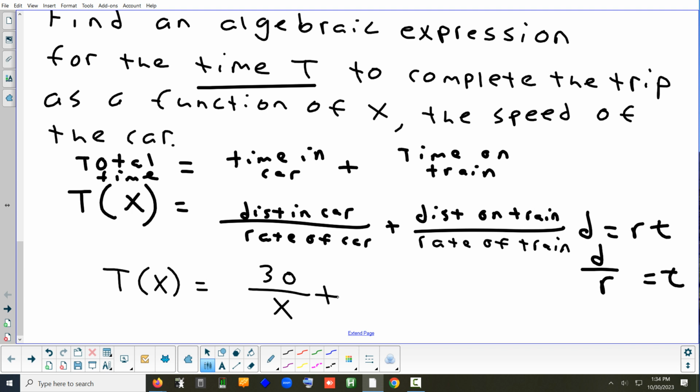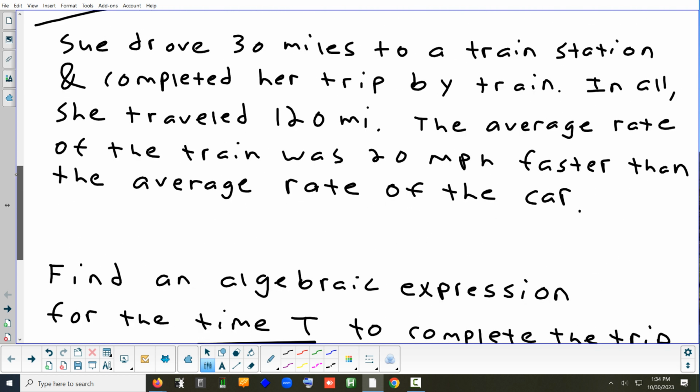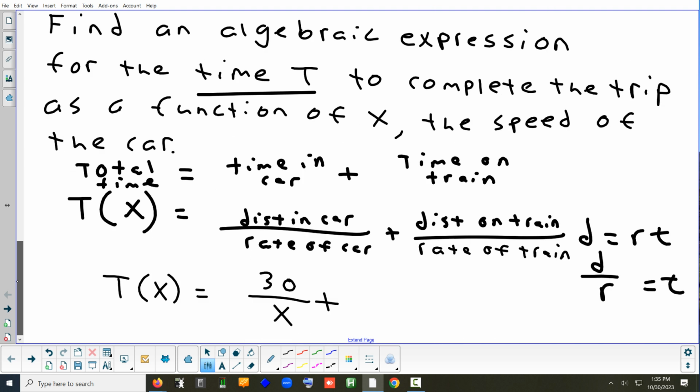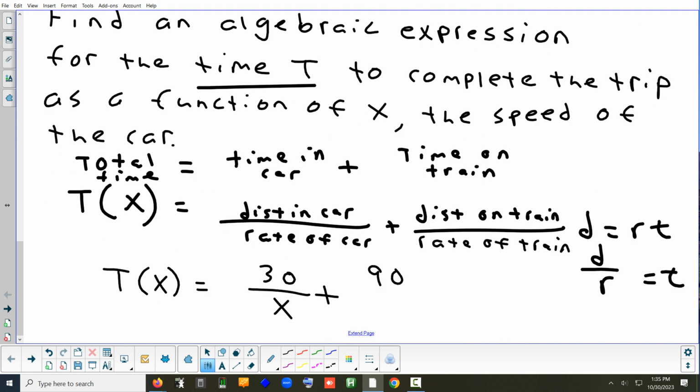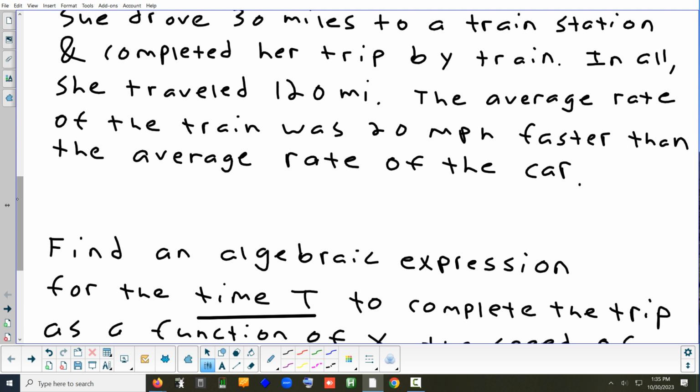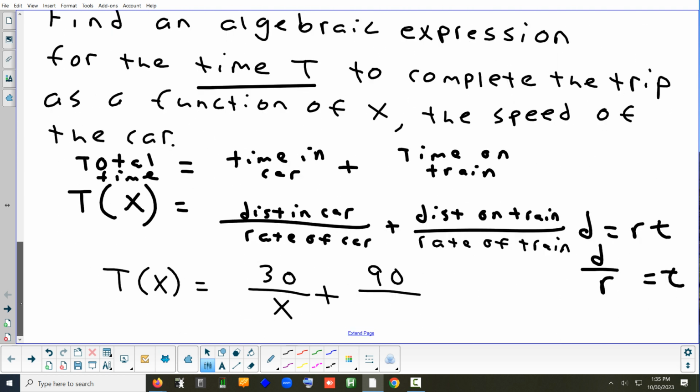Now we need the time she spends on the train. What's the distance that she travels by train? 90. So in all, she traveled 120 miles. She did 30 of it by car, so the rest of it was by train. So the distance on the train is 90. And we already said this a minute ago, but what's the speed of the train? X plus 20. Yeah, it's 20 miles faster than the car. There we go.